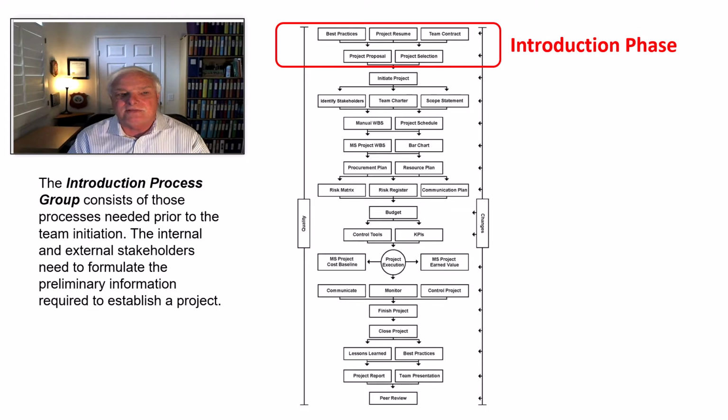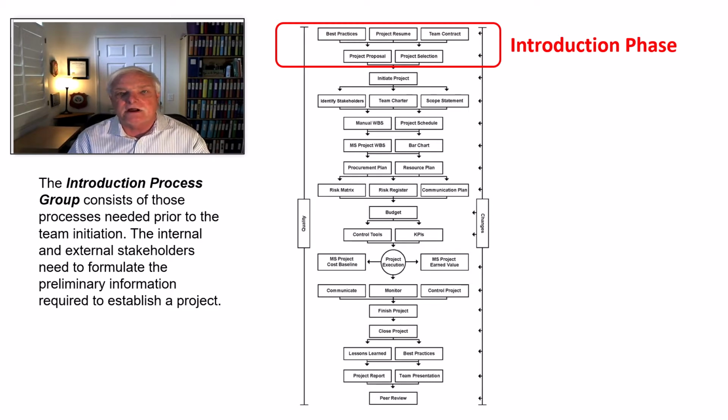As I said, that introduction phase consists of the process groups needed to bring internal and external stakeholders together to formulate the preliminary information required to establish a project. It's not official until you get into another area, but at this point, many companies find that all of this is required up front. First is the review of best practices. We take a look at what other projects have done that could coordinate and drive us in a specific direction. We've also got a project resume that is put together. These are the skill sets of the people that are available. Which people do we want?